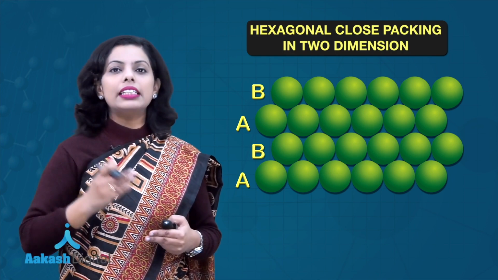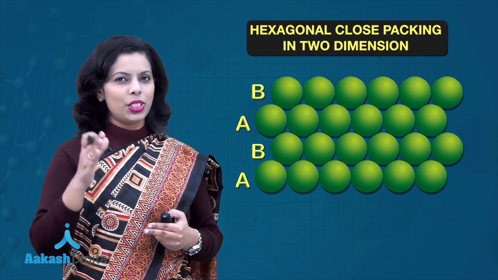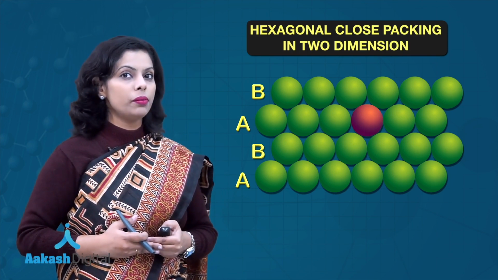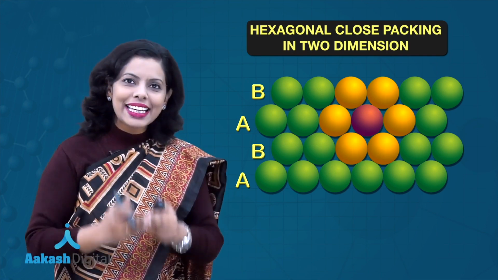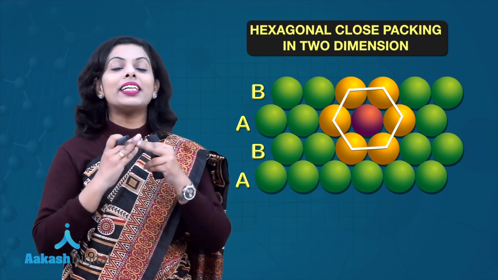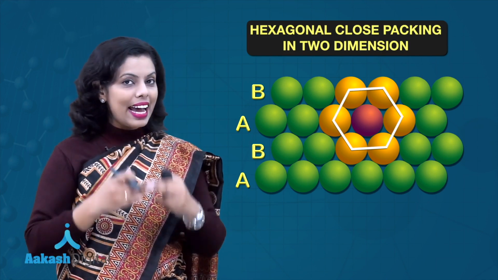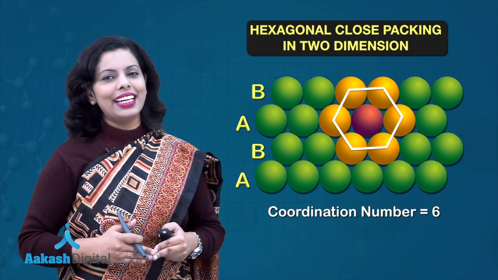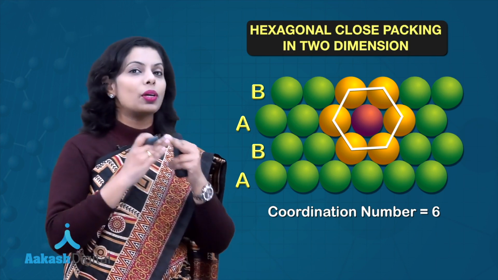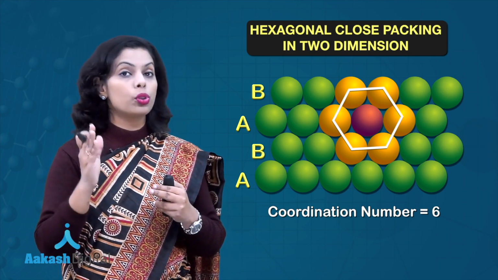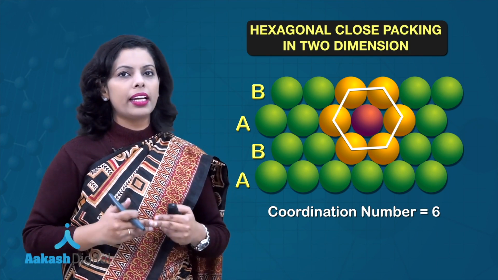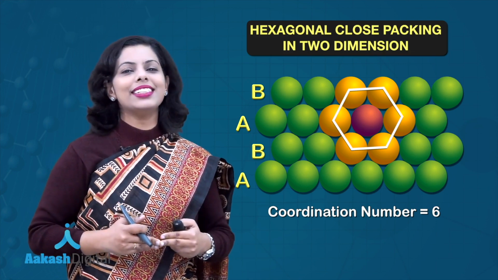Now again, in this case you have to identify the coordination number. It's your turn. Suppose I have the sphere here. Just identify the nearest neighbors of this sphere. You will see that it is in direct contact with 6 spheres. It means 6 nearest neighbors are there, and that's why the coordination number in this case is 6. So never be confused. If we talk about square close packing, the coordination number is 4. We are talking about 2 dimensions only. And in case of 2-dimension hexagonal close packing, the coordination number is 6.